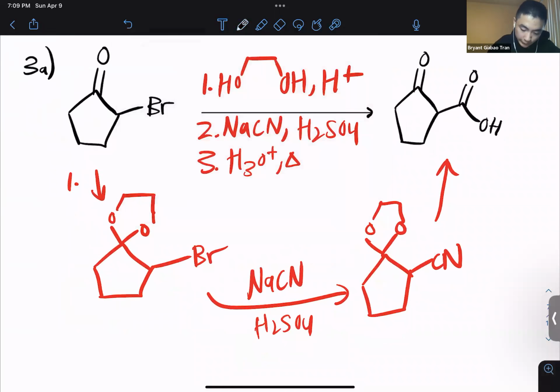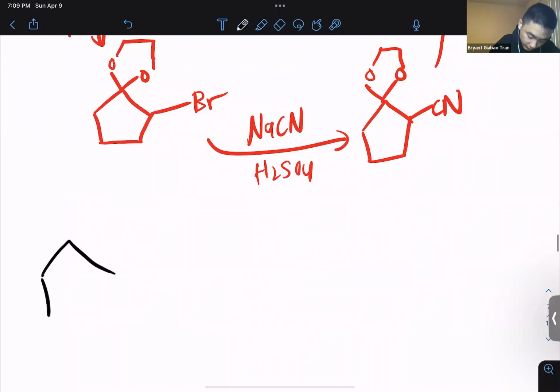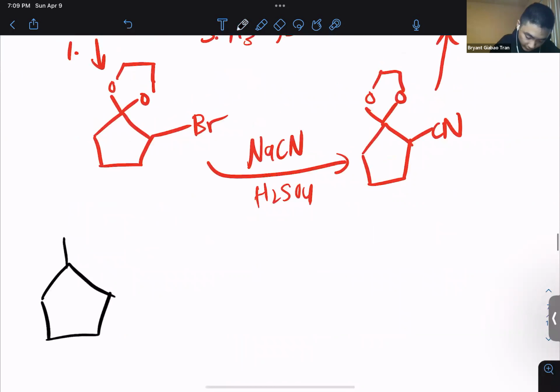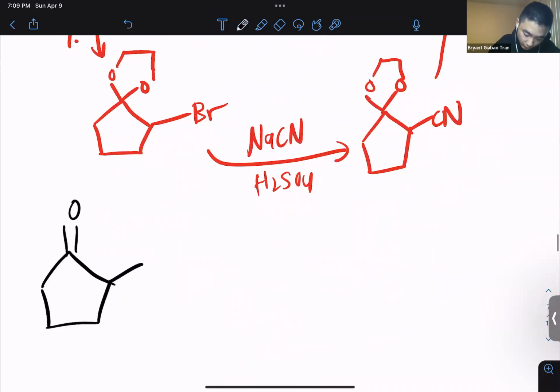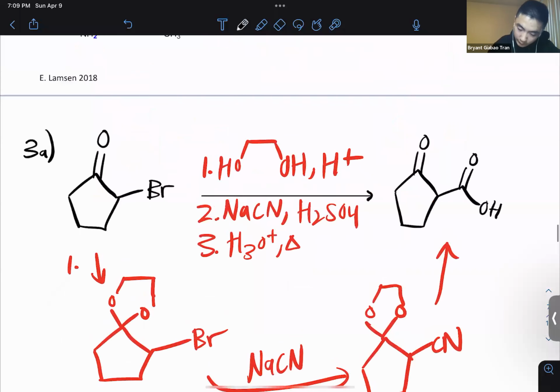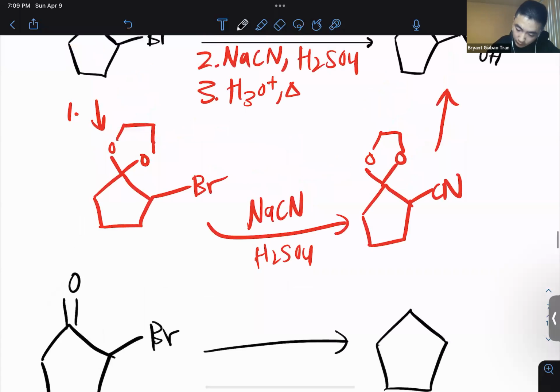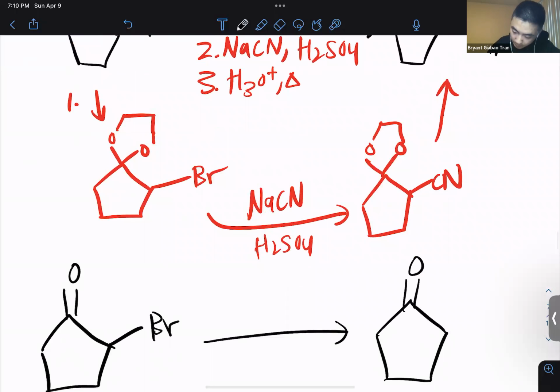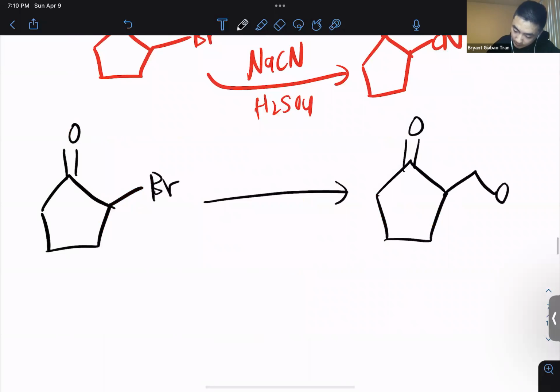There's another route that you could do here. So let me redraw this reactant. Bromine, and we see here ketone and then carboxylic acid. We see that we added an extra carbon, which is this carbon here. So what you could have thought of was a Grignard reagent.